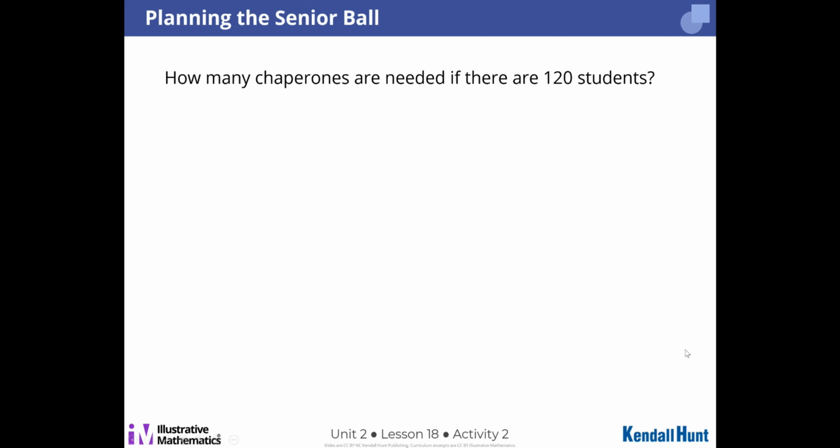How many chaperones are needed if there are 120 students? So we use that chaperones inequality. C greater than or equal to 120 over 20. So P equals 120, so 120 divided by 20. C greater than or equal to 120 divided by 20 is going to be 6. So that means there needs to be at least 6 chaperones if there's 120 students.